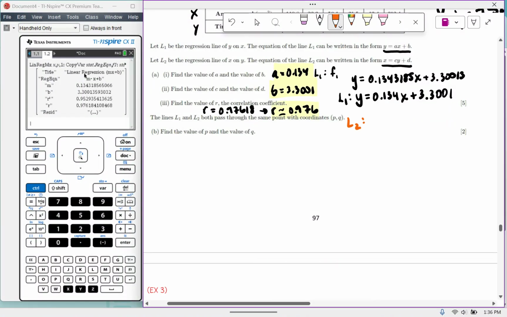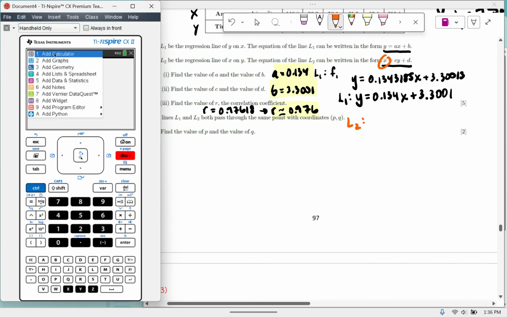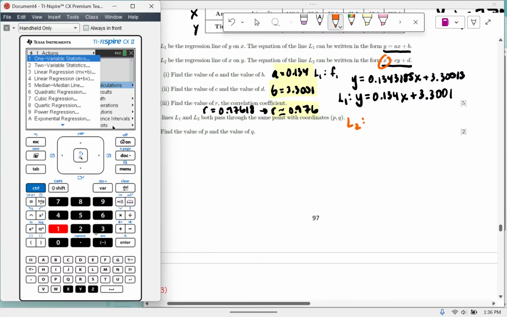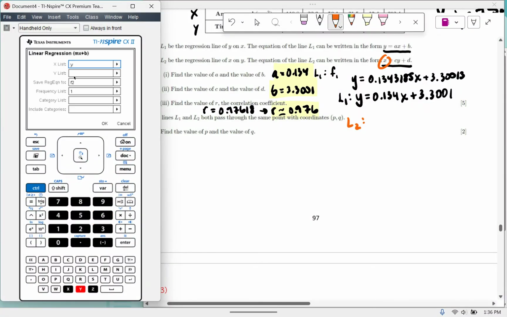Okay, so L2 is of the form X equals. So this is the X on Y regression. When you set this up, it's literally the same, but you just switch the X's and the Y's. That's it. So you do menu 6, 1, 3. This is my Y. This is my X. And then it got saved to F2.